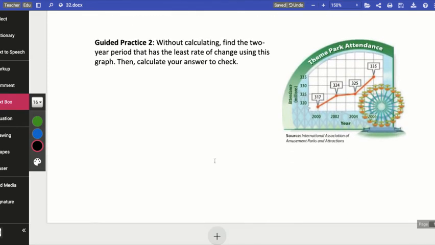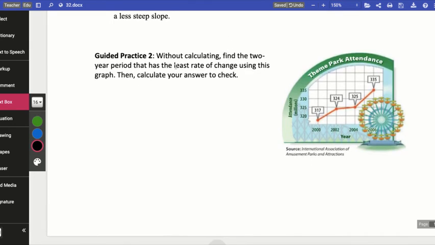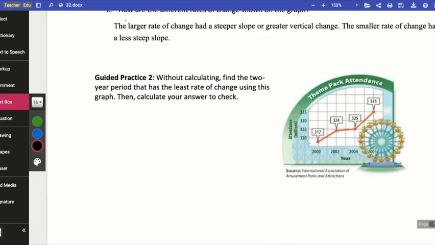Please try out guided practice 2. It says, without calculating, find the 2-year period that has the least rate of change using this graph. Then calculate your answer to check. And this ties directly to the last question. The 2-year period with the least rate of change, look at the steepness of the slopes, and then find each of them to know that you found the right answer. Once you complete that, check with the key.